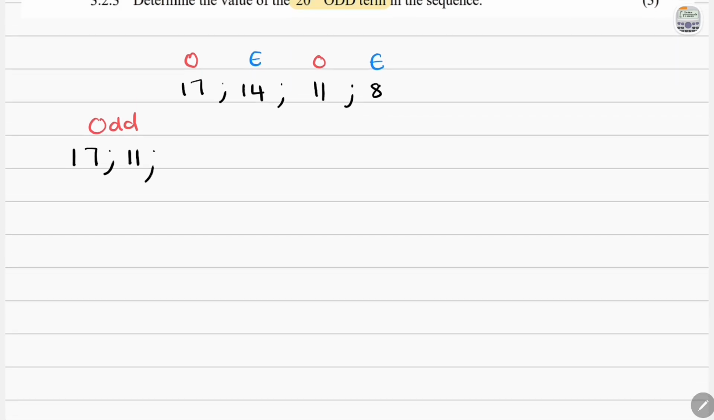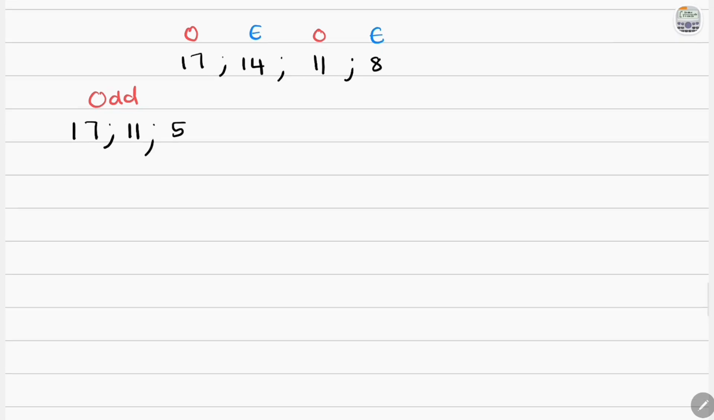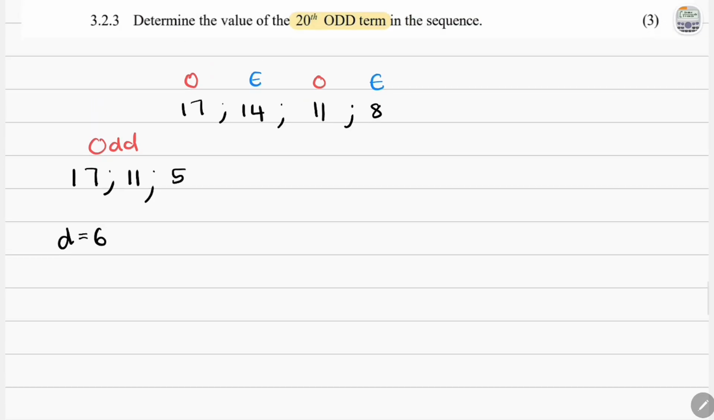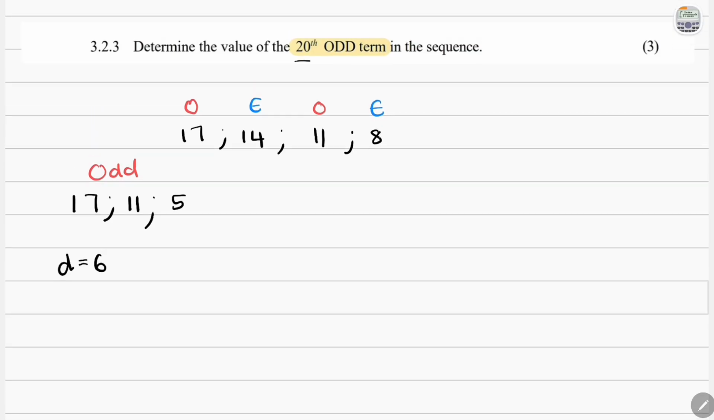So we will just create a new pattern. This is 17 minus 6 gives you 11, and then 11 minus 6, and we'll keep going like that. We can see now that the difference is 6. We would just have to find the formula of this pattern. And since we're trying to find the 20th odd term, just find term number 20 in your odd pattern. And that would be the 20th odd term.